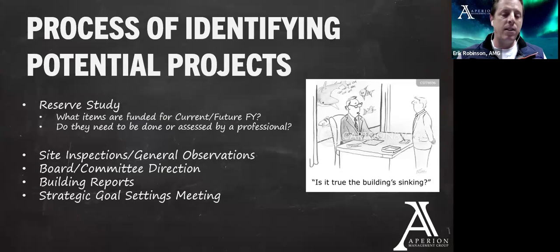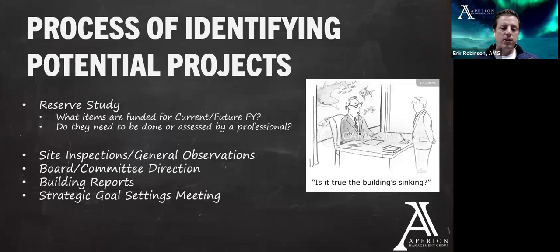Again, another way that we're finding out what might be a project is by site visits or just general observations of the association's assets. We also may get that information from vendors. If your pool maintenance vendor is coming back and saying, hey, your heater probably has 6 months left, we're going to need to replace it this year, that's something we're going to be looking at well ahead of time.